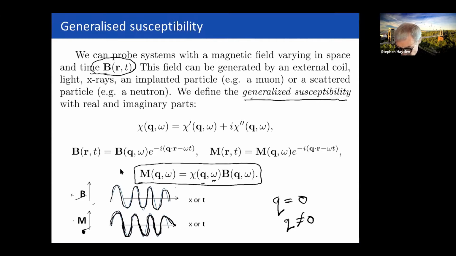quantity. Or we can let both of these things be finite, and then actually what we're looking at is excitations of the system. Or if we only let Q be finite and we keep omega 0, that's still a static property, and that's the wave vector dependent susceptibility.